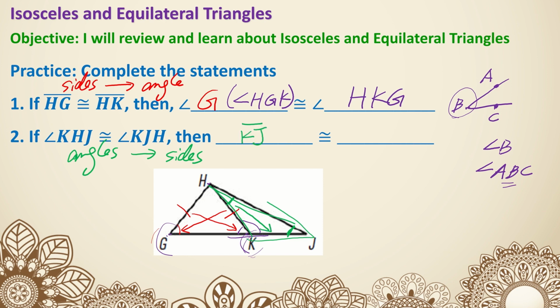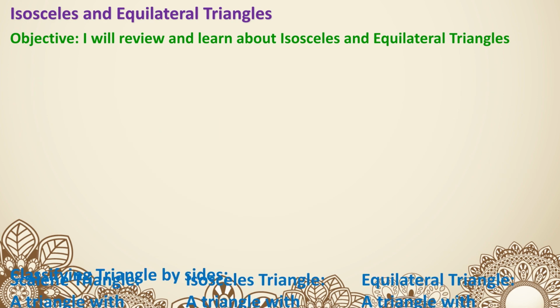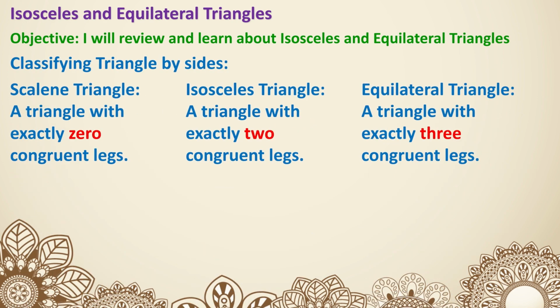And then the side that's opposite of angle KJH is right here, and that is side HK. So we can conclude KJ is congruent to HK. You can say KJ is congruent with KH. You can flip the letters around a little bit here and there. That's fine. Moving on. So that means we can actually classify triangles by sides.